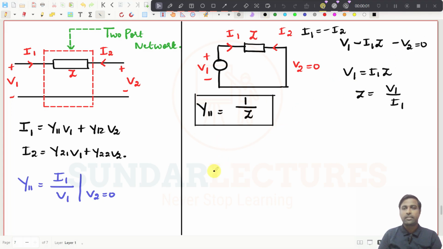Likewise, you can also find the value of Y21, right? So what will be Y21? Maybe I will write it in a different color.